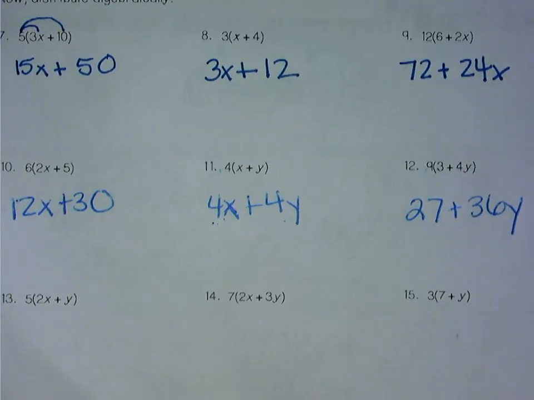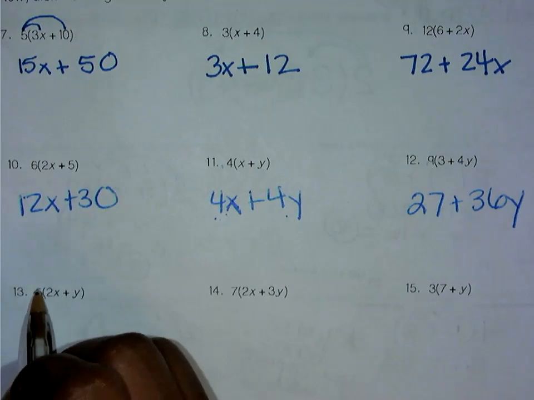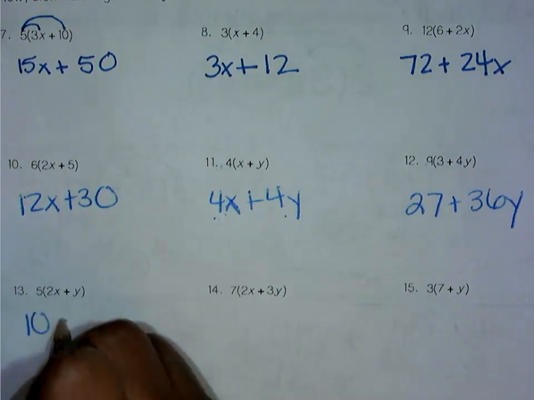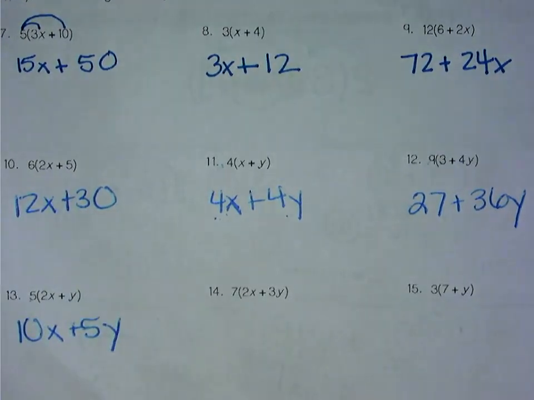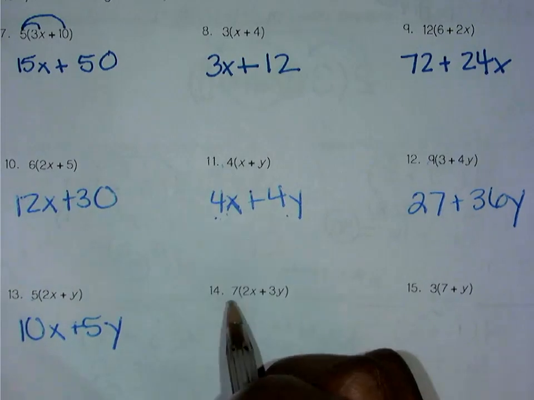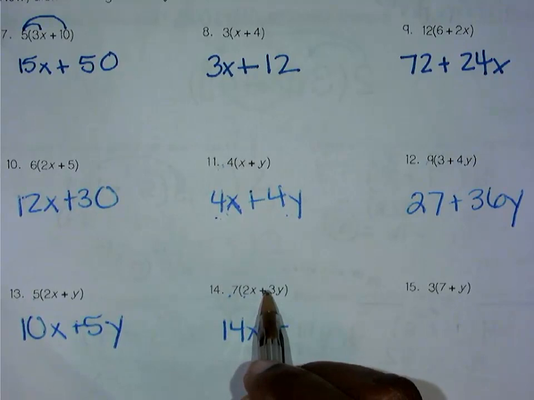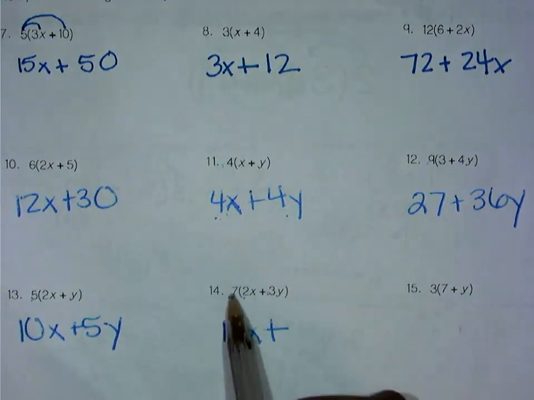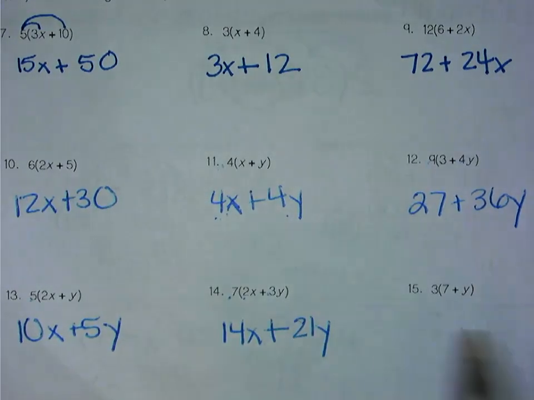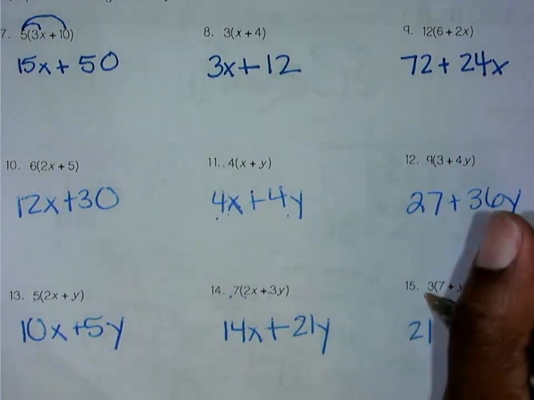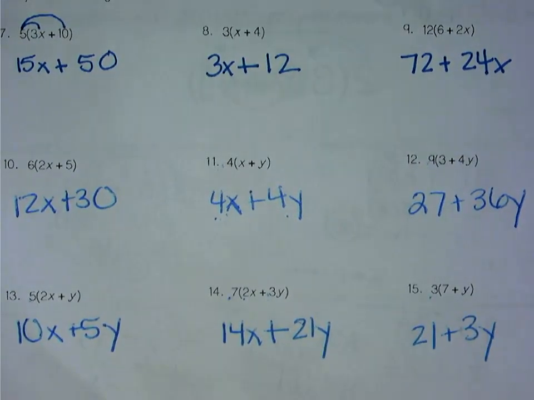Make sure you guys can see those. Okay. And distributing for 13, you have 5 times 2x is 10x, and 5 times y is 5y. 14, you should have got 7 times 2x, which is 14x, plus 7 times 3y is 21y. And last one, 3 times 7 is 21, and 3 times y is 3y. Very simple. All right.